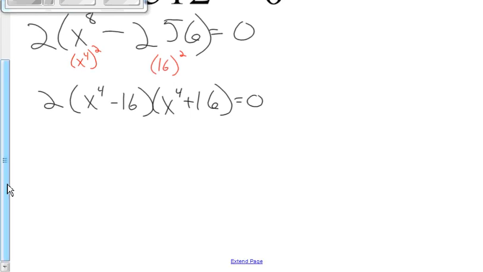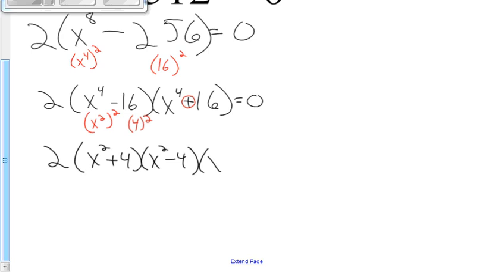And now we keep checking all of our new factors to see if they can factor further. It looks like this second factor is a difference of squares. The third factor is not, because it's a sum of squares, not a difference. So the second factor can break up into x squared plus 4, x squared minus 4. All the other factors just remain as they were.